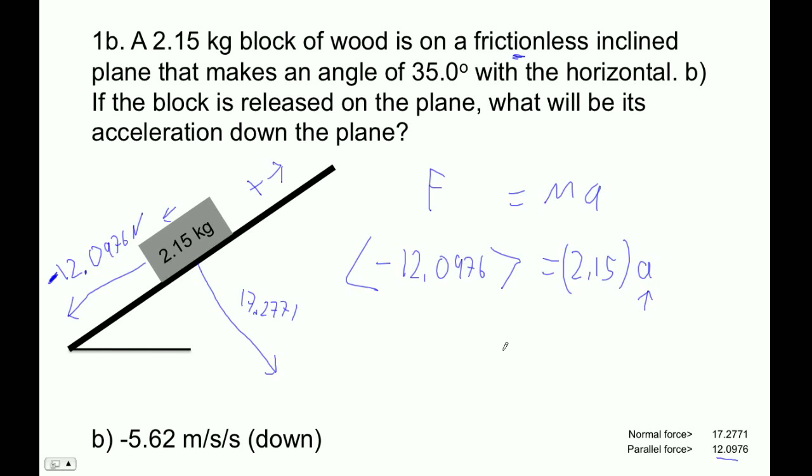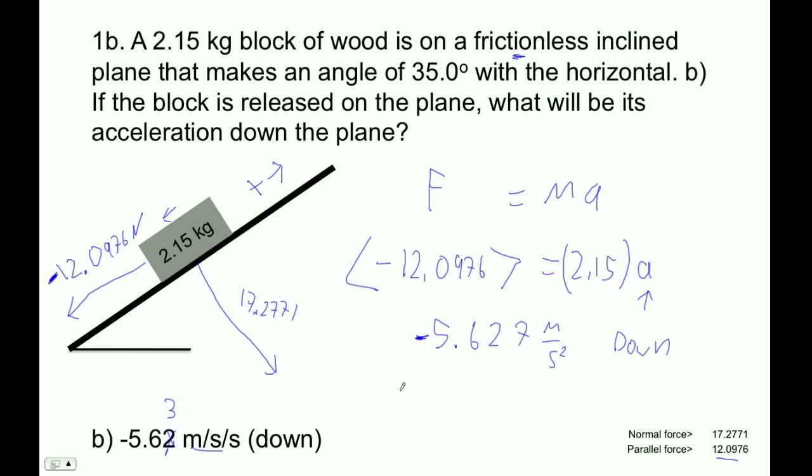So let's solve that. There we go, divided by 2.15, and I've got 5.627. Interesting. And that's meters per second squared, and that would be down the plane. So this would actually be negative 5.63 meters per second squared down the plane. The reason there's a discrepancy is that I believe back in the day we used 9.80 for these problems when we got the answers. So anyway, there's that.